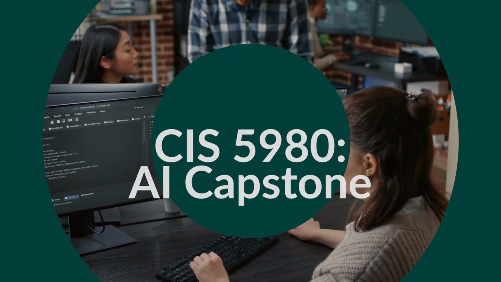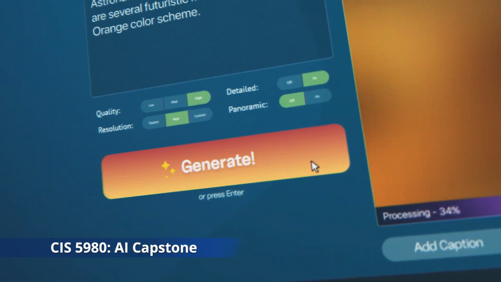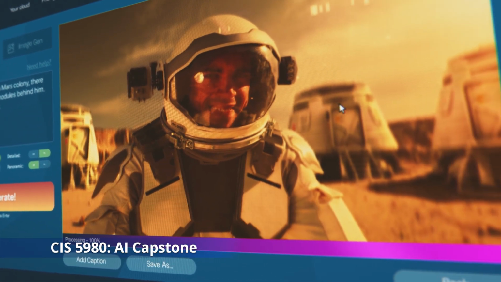Employers aren't just looking for what you know, they want to see what you can build. The AI Capstone is a hands-on course where you turn the foundations from the rest of the program into a working AI application. A portfolio-ready project that shows you can solve real problems with AI.